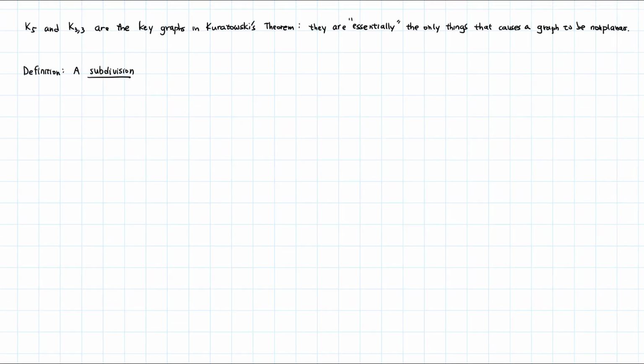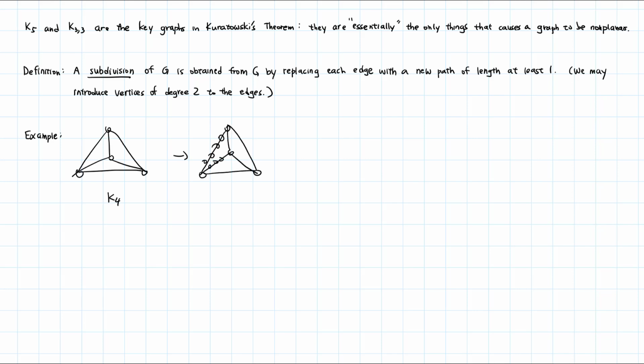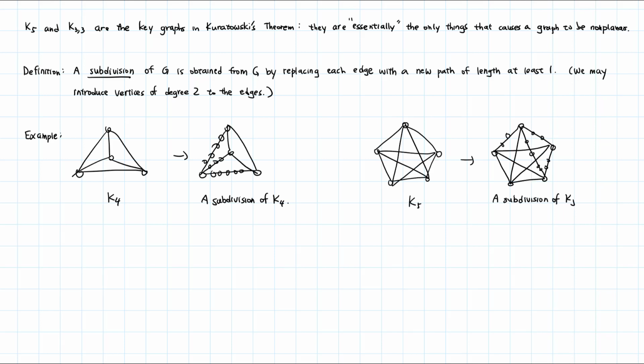A subdivision of G is obtained from G by replacing each edge with a new path of length at least 1. This means that we may introduce vertices of degree 2 to the edges. For example, here is a K4, and this is a subdivision of K4. And this is a K5, and a subdivision of K5. Now, the reason why subdivisions are important is because they preserve planarity.